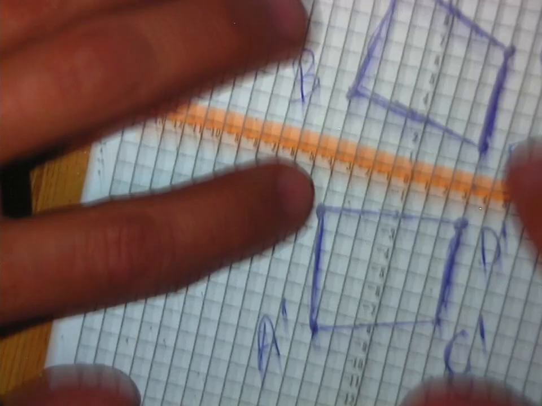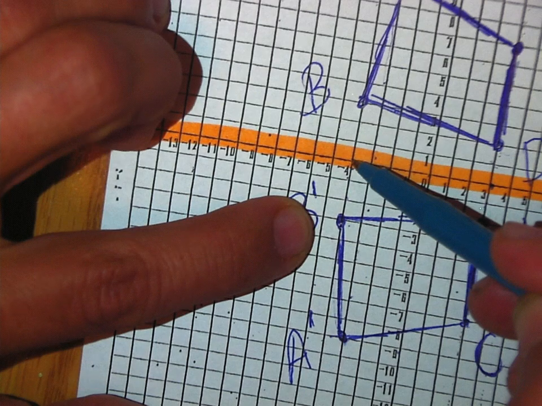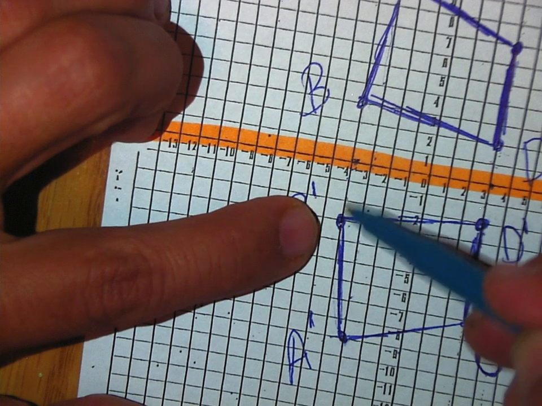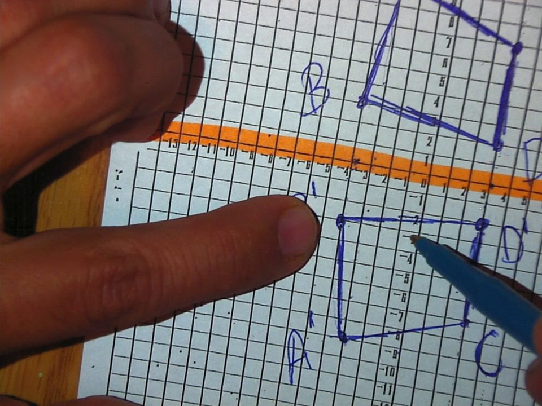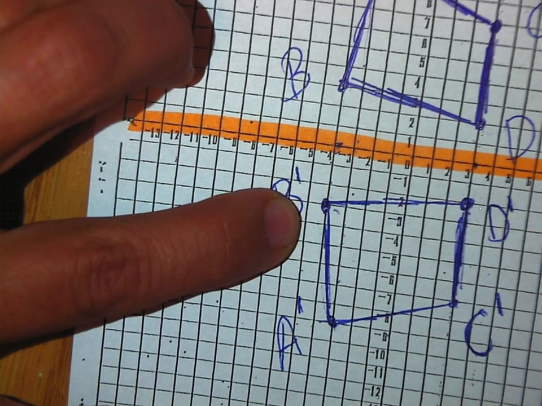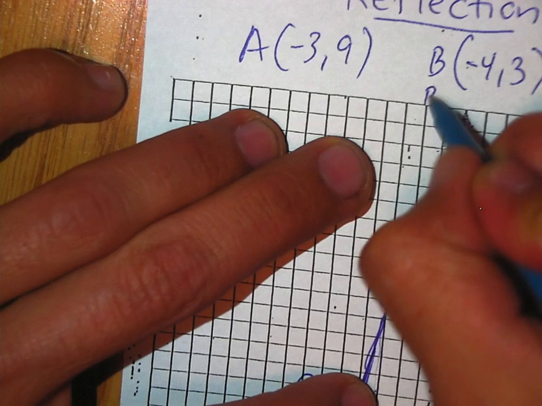Negative 4, negative 3. So your B prime is now negative 4, negative 3. So when you reflect it over the x-axis, the x stays the same. So basically I could do that. I'm going to just highlight it because I know they're going to stay the same, and the y is the opposite, right? So let's go ahead and highlight it.